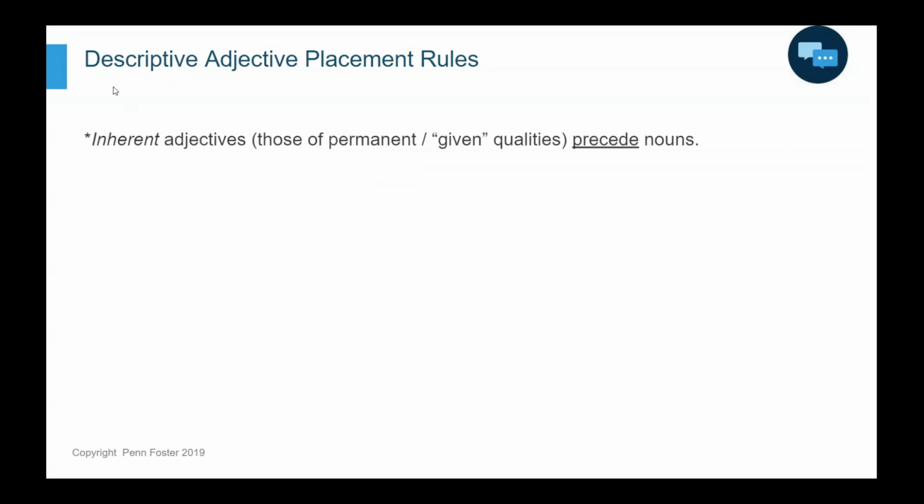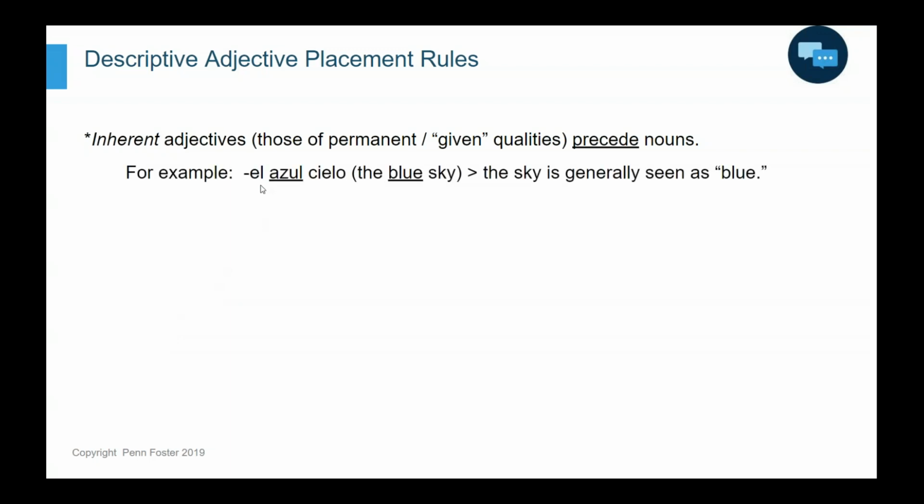To start off with, we're going to talk a little bit about the descriptive adjective placement rules. And we want to draw 2 different types here, so inherent adjectives and non-inherent adjectives. Start off with inherent adjectives. As it mentions here, those of permanent or given qualities precede the noun, so it will come before the noun. So in this case, this would apply to every instance of the noun the adjective would apply for. So in the example here, the blue sky, el azul cielo, we generally know that the sky is considered blue all the time. So the adjective azul comes before cielo, the noun.